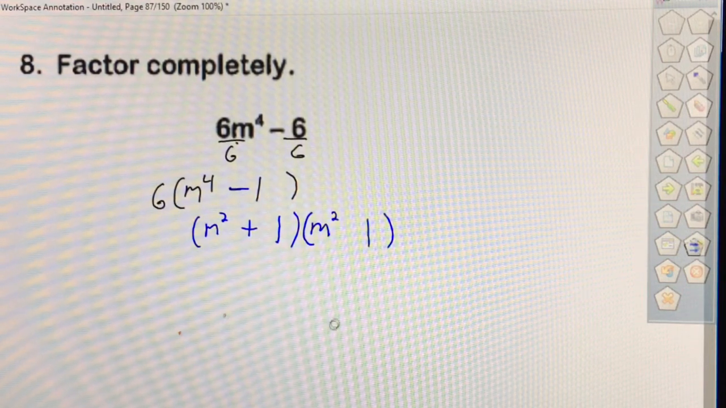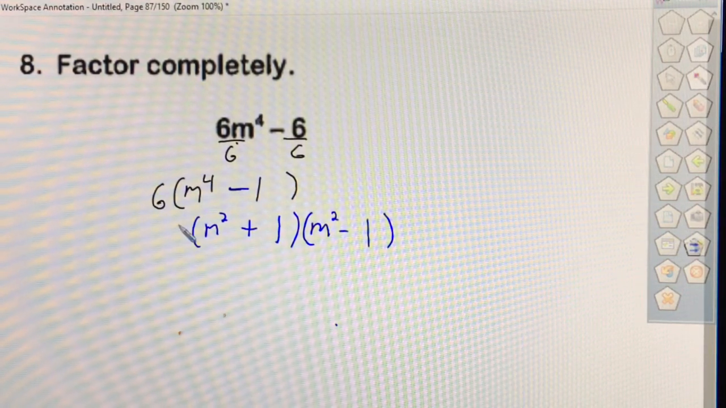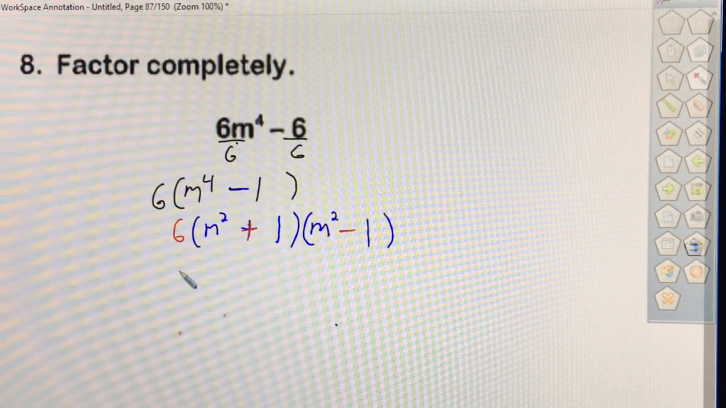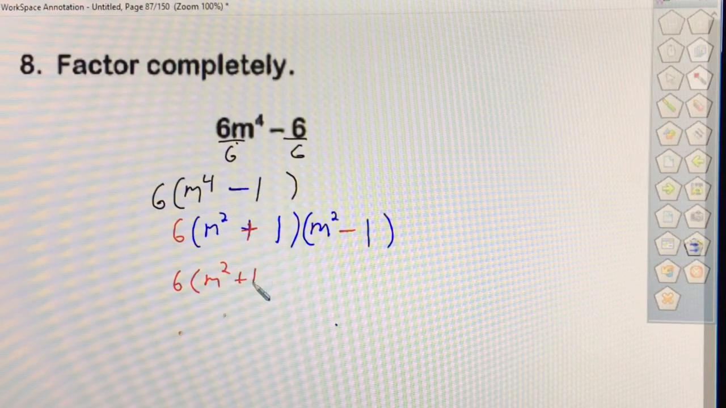And I must remember to bring down this 6, because the 6 has already been factored out, and that is continuing to be a factor. I cannot factor the plus sign, but I can factor the difference of two squares. So I'm going to bring this all down. I'm going to copy it. And now I'm going to factor this.